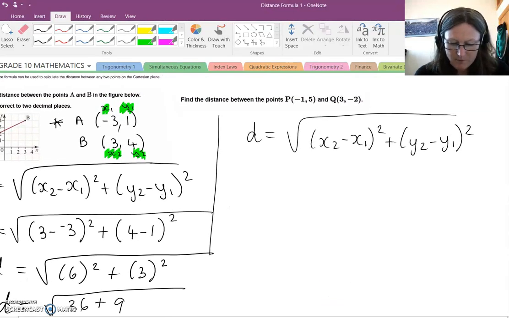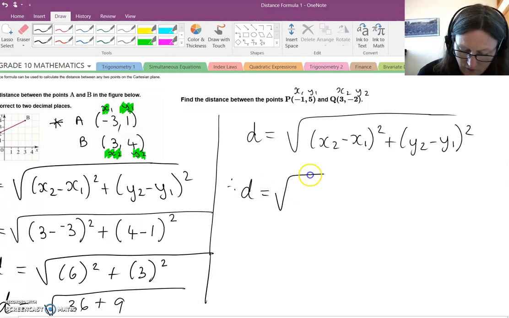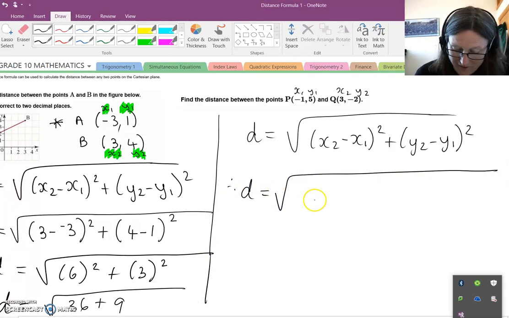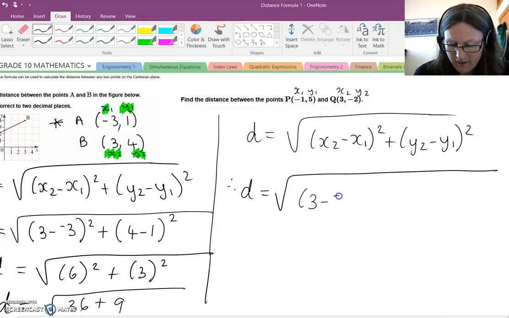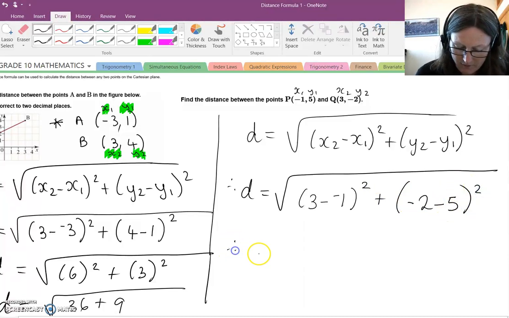Let's look at our second example. It wants the distance between these 2 points. So again, let's call this x1, y1, x2, y2, and I'm going to substitute those into my distance formula. So my distance is equal to the square root of x2, which is 3, subtract -1, because that's x1. I'm going to square that. Then y2, which is -2, and I'm going to subtract y1, which is 5, and I square that.